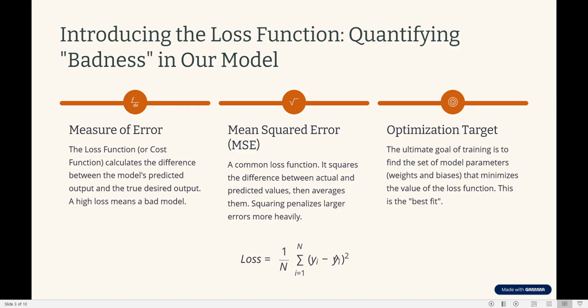The most common loss function in regression is the mean squared error, MSE. It squares each prediction error and then averages them. Squaring ensures large errors are penalized more heavily. The entire goal of training is to find the parameters, the slope and intercept, that minimize the loss value. In other words, minimizing the loss equals finding the best fit line.